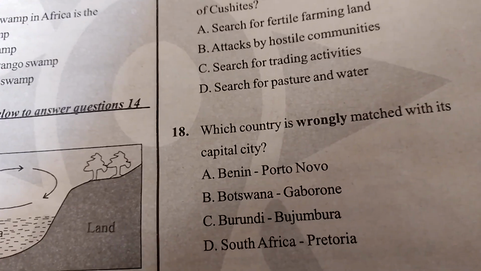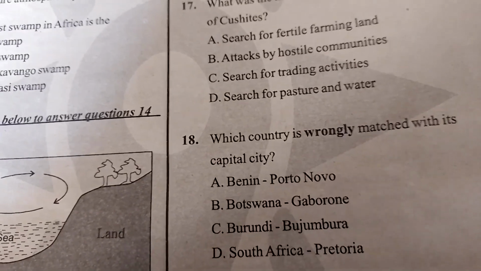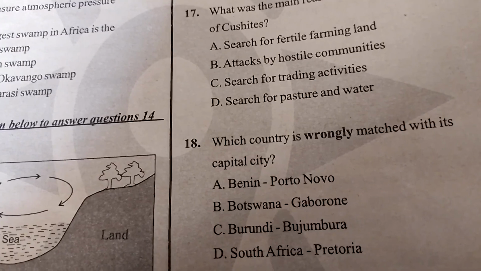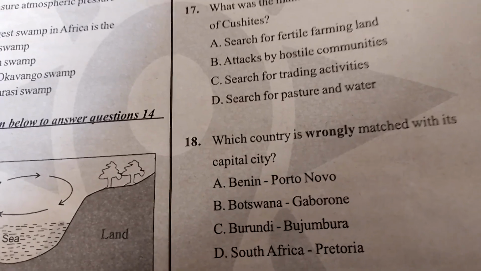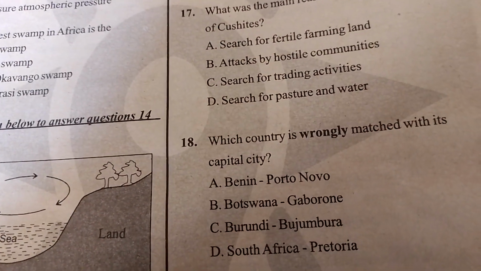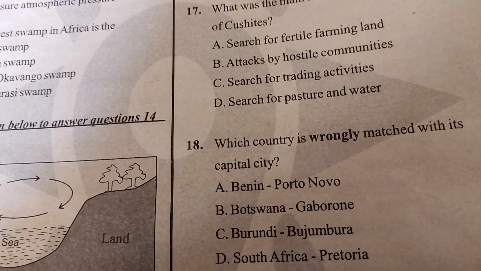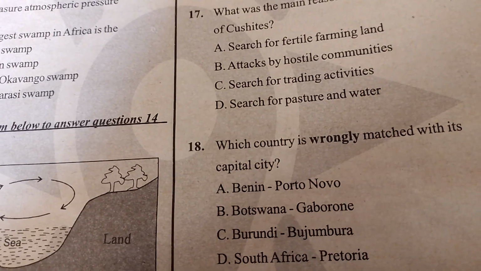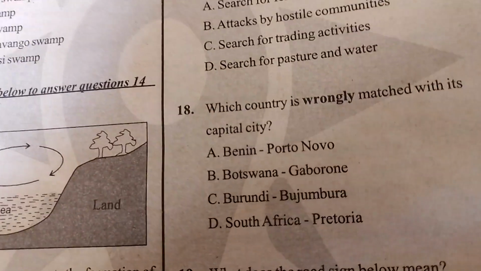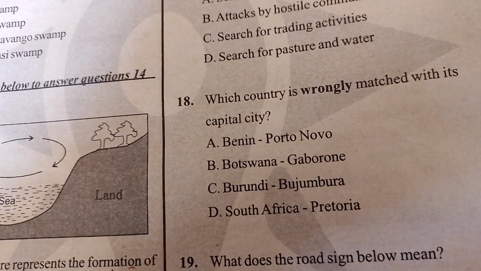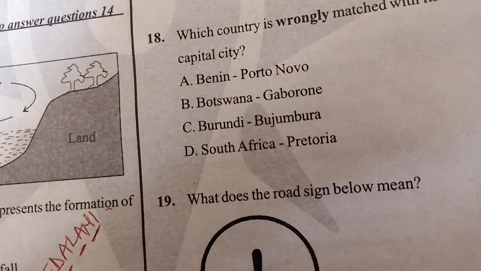So South Africa has 3 capital cities. I've said we have Cape Town, Bloemfontein, and Pretoria. Cape Town has the legislature, Bloemfontein has the judiciary, and Pretoria has what you call the executive. So we say the executive is in Pretoria. So Pretoria takes the day.